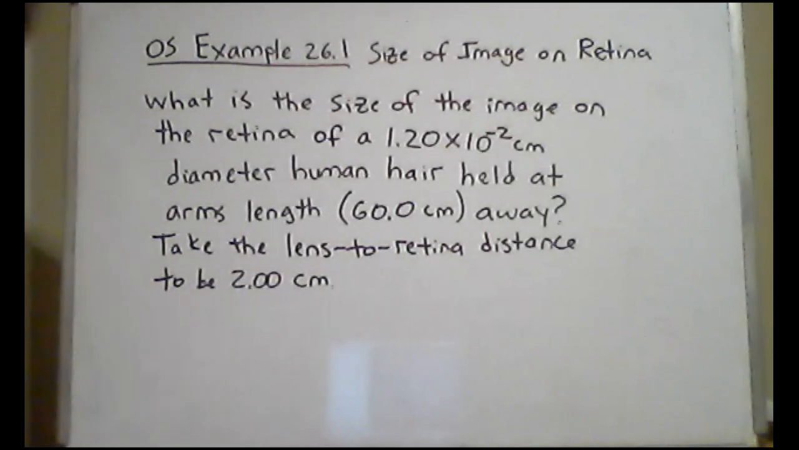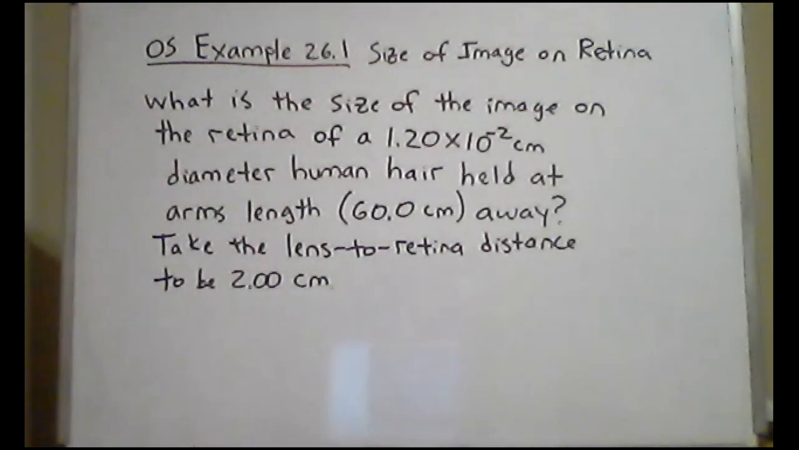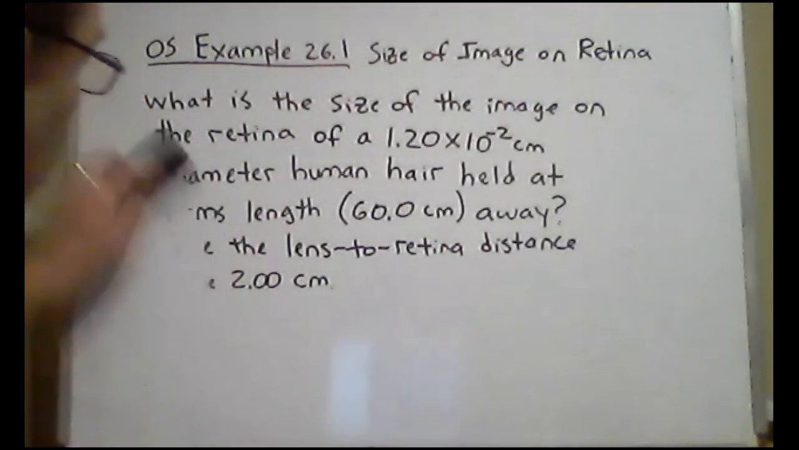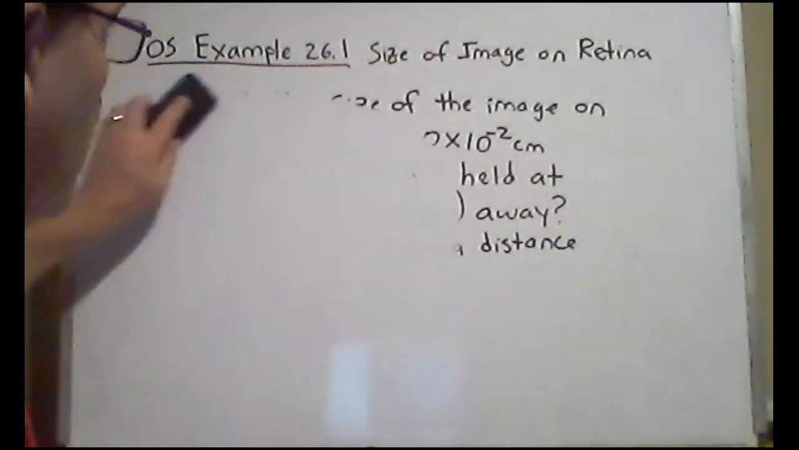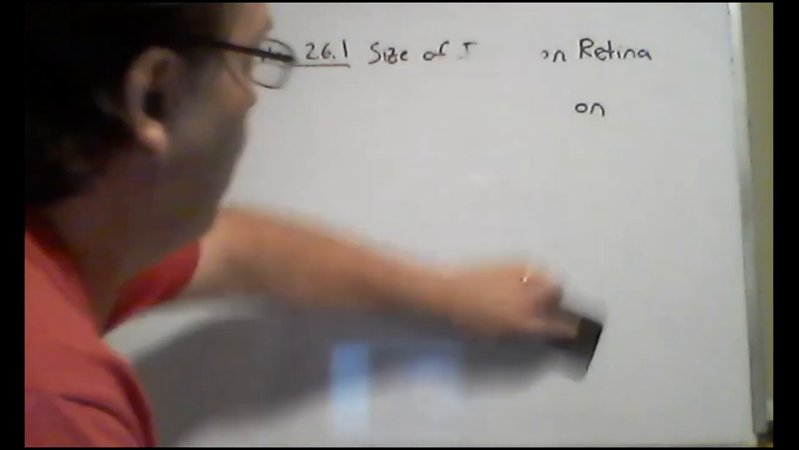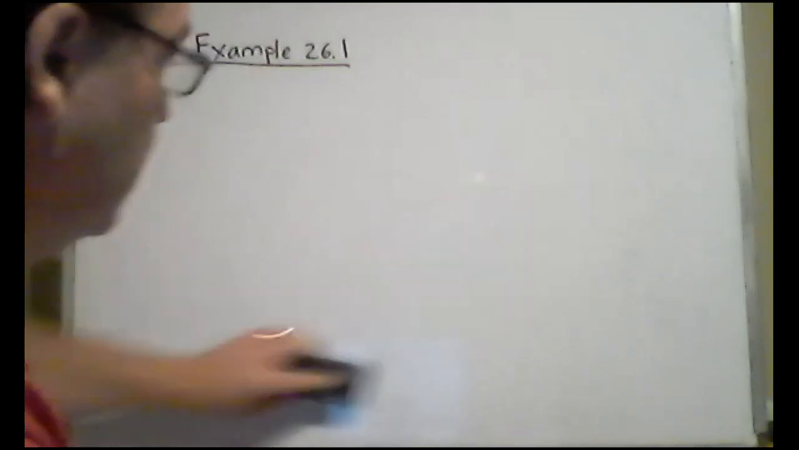All right, so the eye is quite frankly amazing, how we've evolved, the human eye. And this answer I think is going to be very surprising to you. I mean, human hair is already very small, but not too small to be seen on the retina.